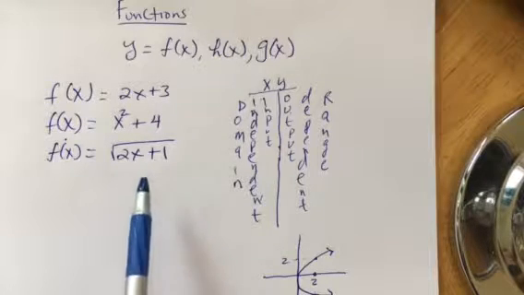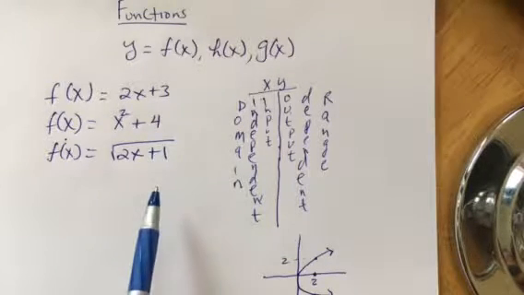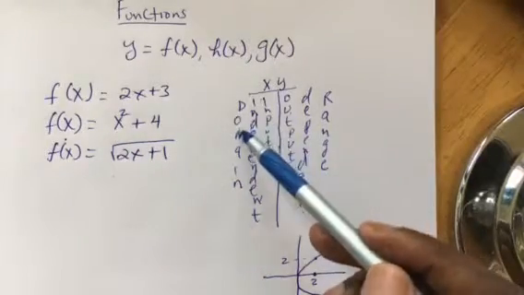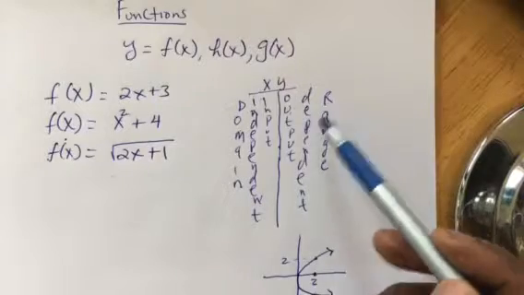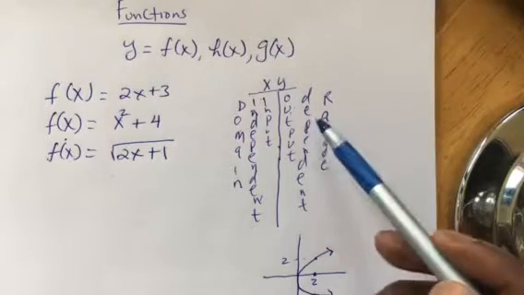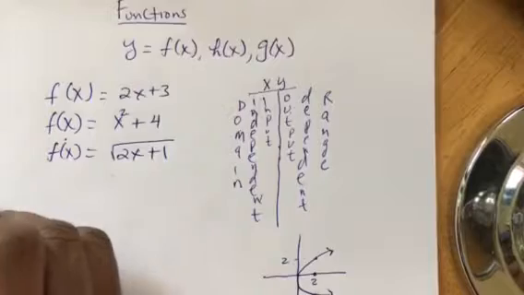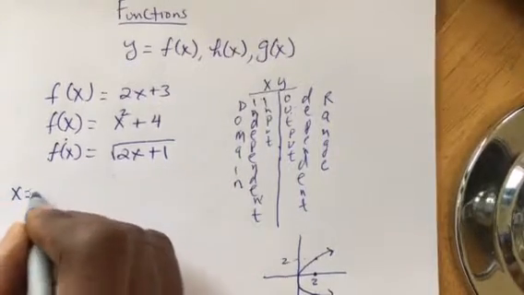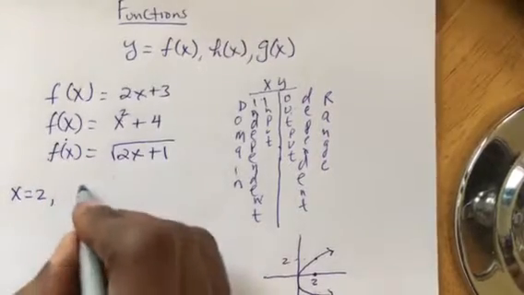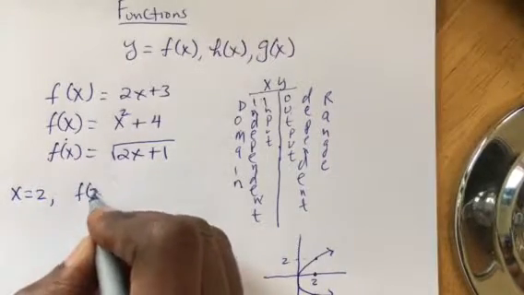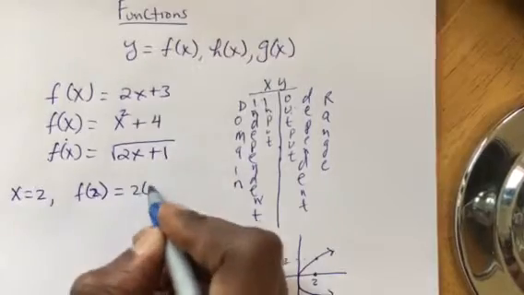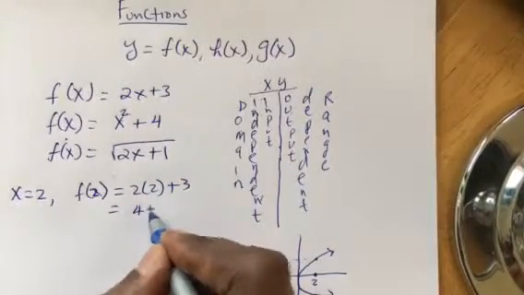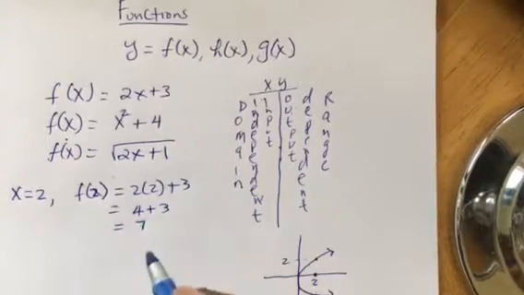Okay? And another thing that you have to understand, sometimes you will be evaluating for something, kind of like the 3 hours we talked about that you worked, you evaluate it to get what the dependent is. So what you will be getting is the output. So let's do some examples of each. Let's say x equals 2. If we have to evaluate for the first function, you would get f of 2 equals 2 times 2 plus 3, which gives you 4 plus 3, which equals 7.